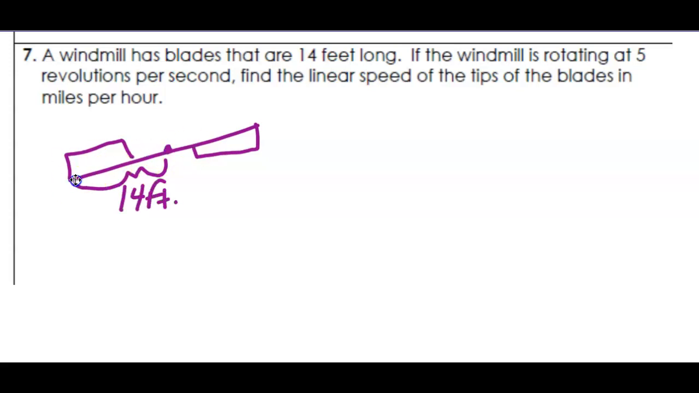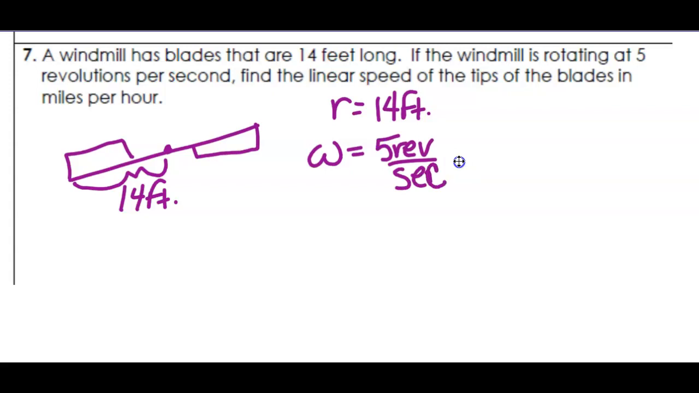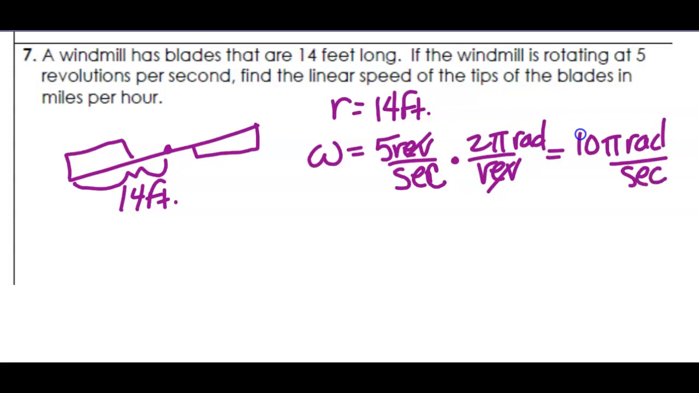This one says a windmill has a blade that is 14 feet long. Okay, so a windmill would have a blade here as it turns, but we're just going to talk about this radius as being 14 feet. Okay, I double checked what they wanted. Each blade here is 14 feet, so the radius is 14 feet. If the windmill is rotating, roughly our angular velocity is 5 revolutions per second, but we need it in radians, of course. So every revolution is 2 pi radians. Revolutions divide out. 5 times 2 pi would be 10 pi. You can change that to a decimal if you want. Radians per second.